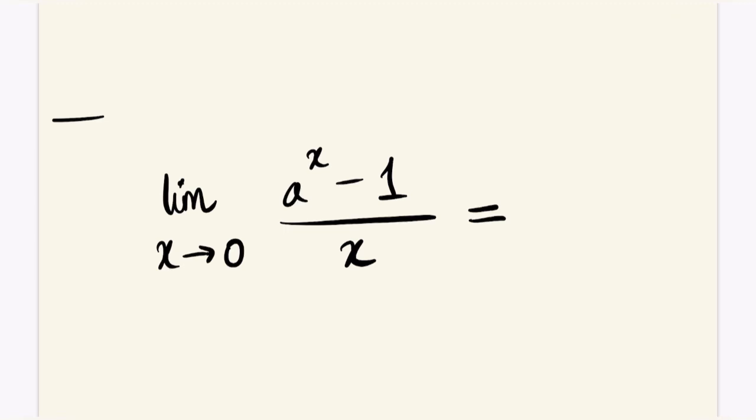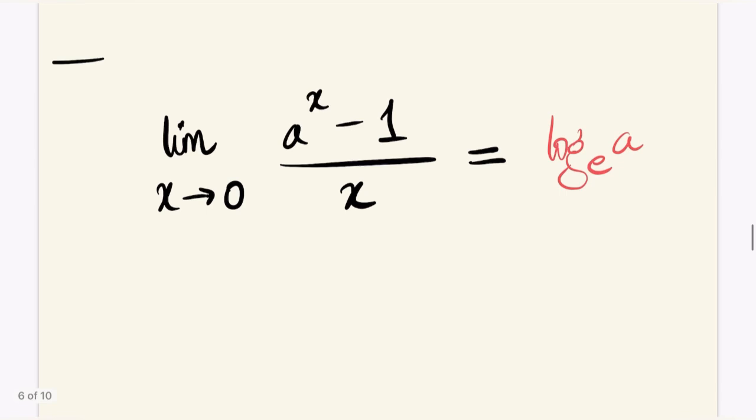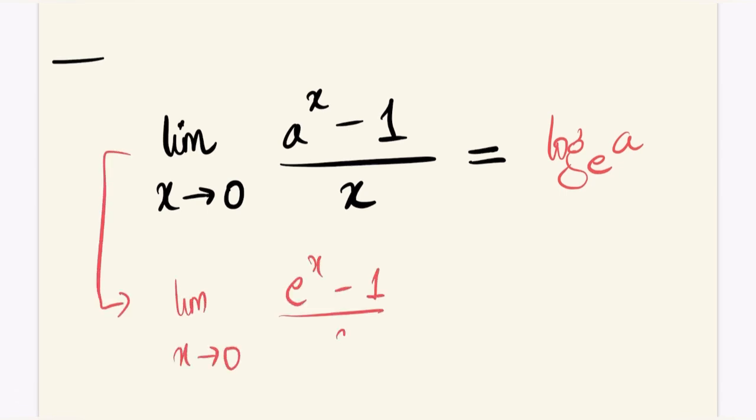So here, I will straight away give you the answer. It is log of a to the base e. So in case if you have something like limit of e raised to x minus 1 upon x, where a is replaced by the Euler's number that you just now saw, the answer would be log of e to the base e, which is nothing but 1.